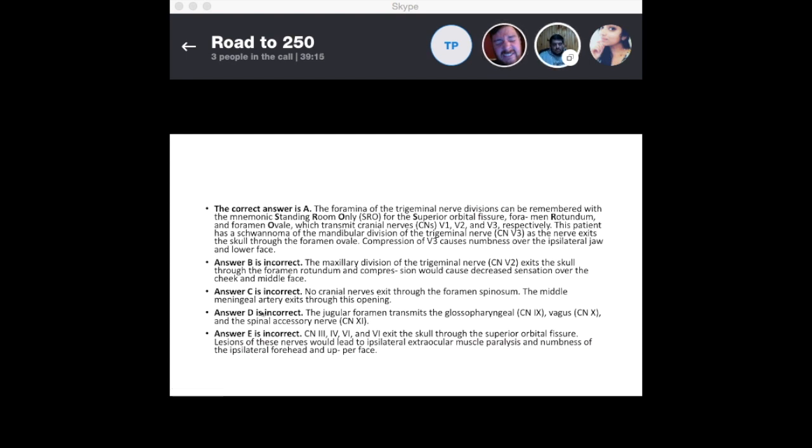Yeah. So jugular foramen, it's glossopharyngeal, vagus, and spinal accessory nerve. So that wouldn't even be cranial nerve 7. Cranial nerve 7 comes out the internal acoustic meatus. So that's one. And then the maxillary division comes out the foramen rotundum. No cranial nerves exit the foramen spinosum. And the last one, which is the superior orbital fissure, it's 3, 4, and 6. Okay, any questions about this one?